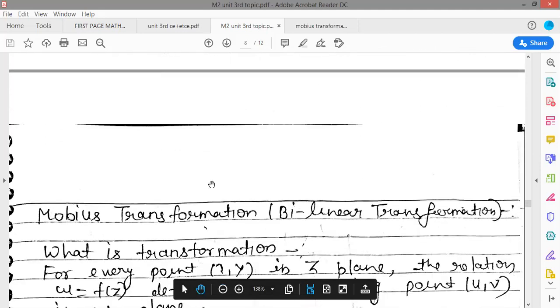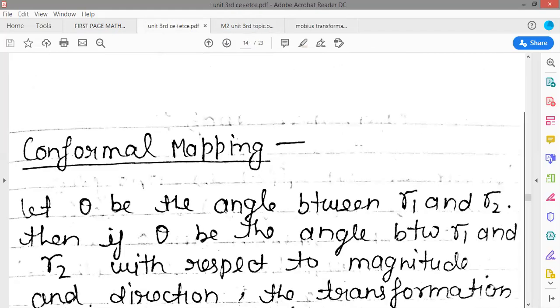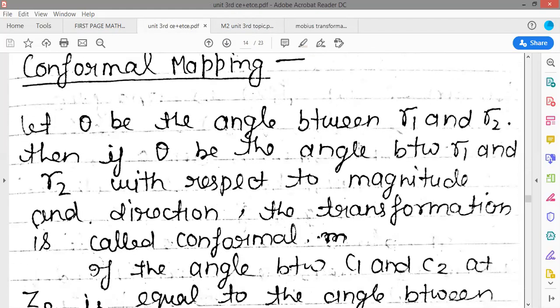Now next topic, I will discuss conformal mapping. So what is the conformal mapping? So for conformal mapping, mapping means one function is mapped to another function. If you have two functions, then mapping means one function is mapped to another function. That means you need a curve, and for the curve you need an angle.